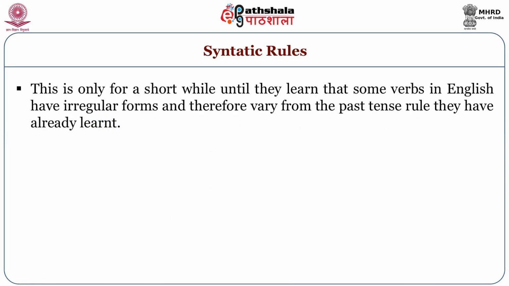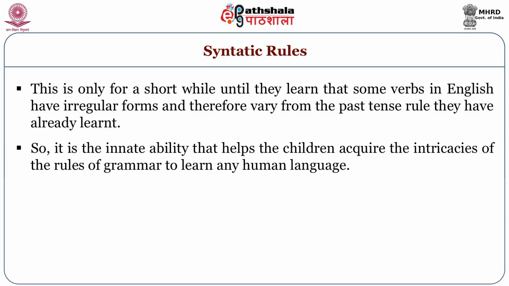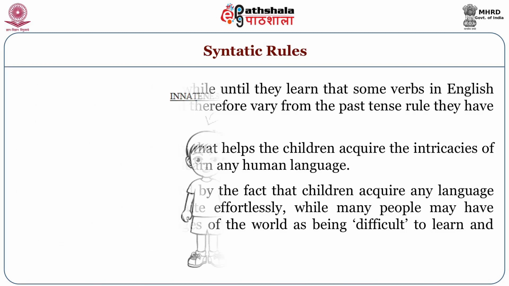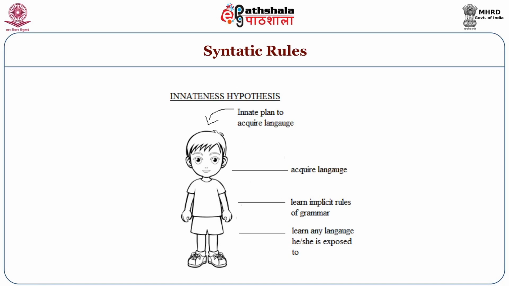This is only for a short while, until they learn that some verbs in English have irregular forms and therefore vary from the past tense rule they have already learned. So it is the innate ability that helps the children acquire the intricacies of the rules of grammar to learn any human language. It is further strengthened by the fact that children acquire any language they are exposed to quite effortlessly, while many people may have notions of some languages of the world as being difficult to learn and some others as easy.